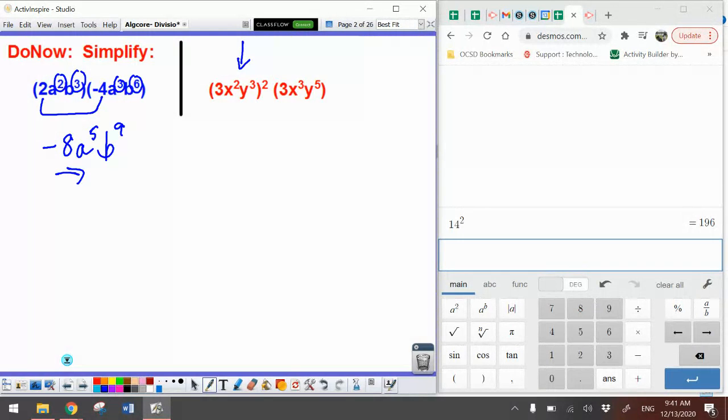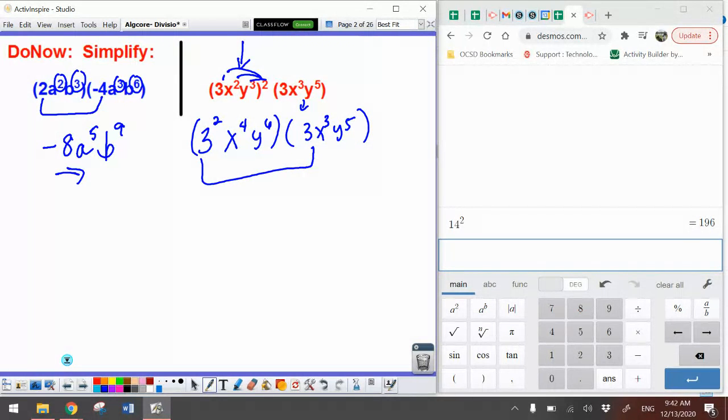Now, if I look at this one, I see I have a distribution. I have a product rule here. So I need to distribute to all of these before I do anything else. So 1 times 2 is 2. X, 2 times 2 is 4. And y, 3 times 2 is 6. And I'm going to go ahead and drop down the 3x3, y5.